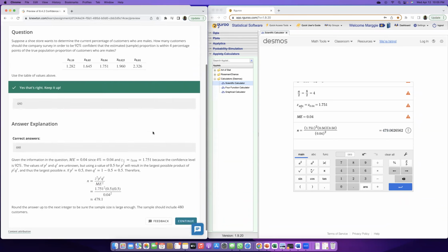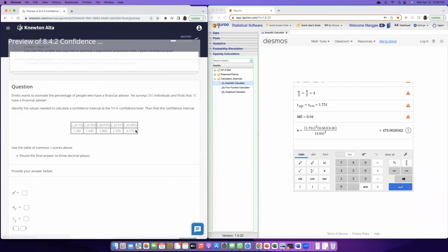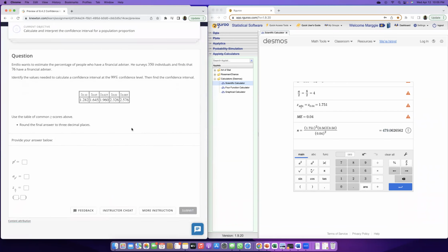All right. So let's see what we get next. Okay, so this is what I wanted. This is the third objective in here. We want to construct the confidence interval. So Emilia wants to estimate the percentage of people who have a financial advisor. He's going to survey 350 individuals and finds that 76 have a financial advisor. We need to identify the values needed to calculate a confidence interval at the 99% confidence level, then find the confidence interval. So let's go here and find our proportion.